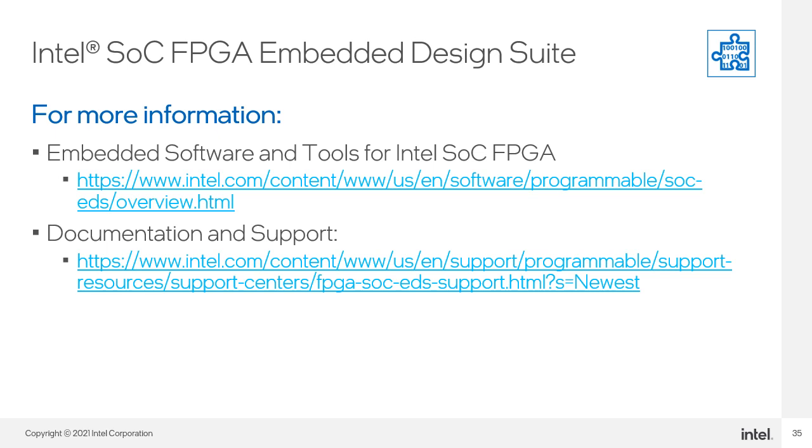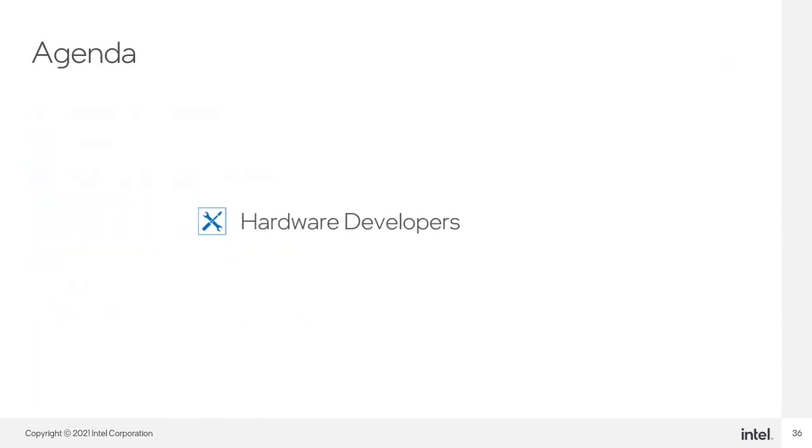The Getting Started site lists the features included in the software along with resources, where to get the documentation, licensing, and downloads so you can get started. Let's go over the section for hardware developers next.